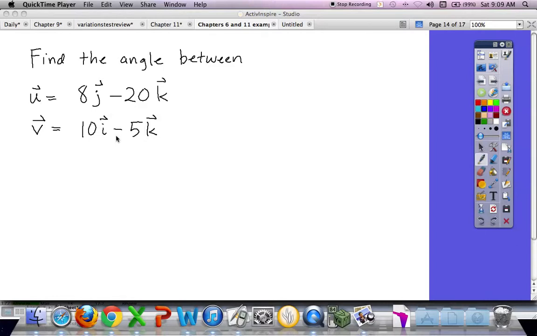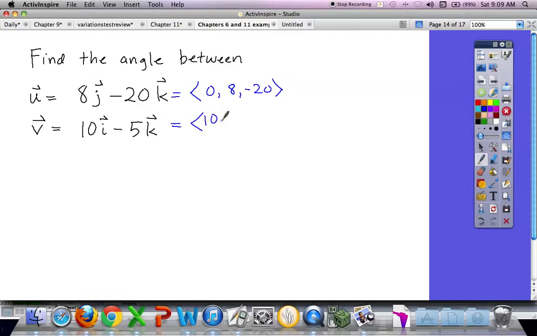It might be easier, before we get started, to write this in component form. Let's write this one as 0, 8, negative 20. And let's write this one as 10, 0, negative 5. Okay, we're still going to use our same formula. The cosine of theta is the dot product divided by the magnitude of u times the magnitude of v.